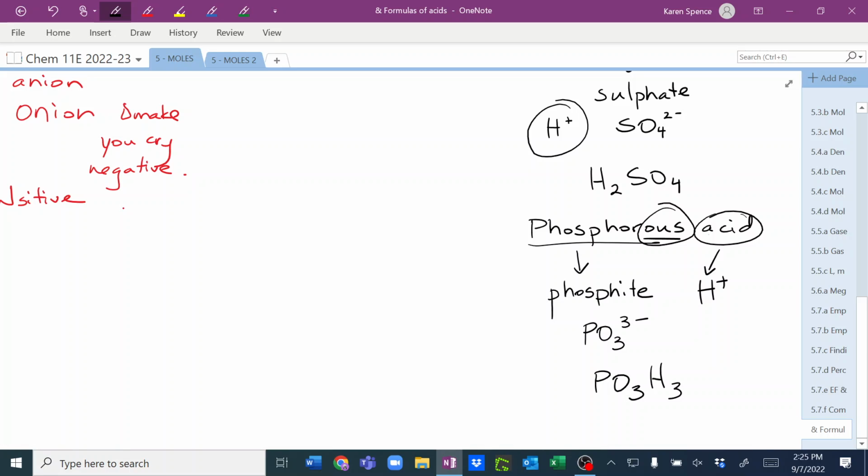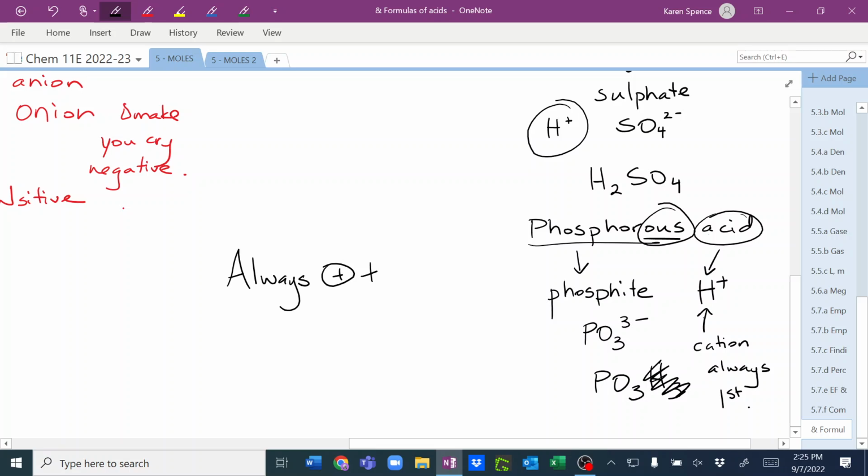No. The cation always goes first, okay? So the positive one is always first, the negative one is always last. So it's always positive, then negative. Always the cation, then the anion. And so for this one, it would be H3PO3. Okay?